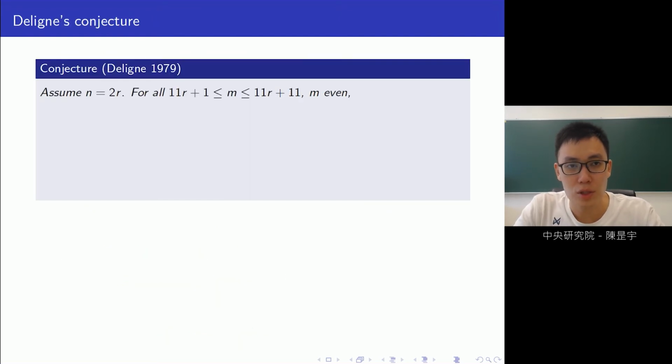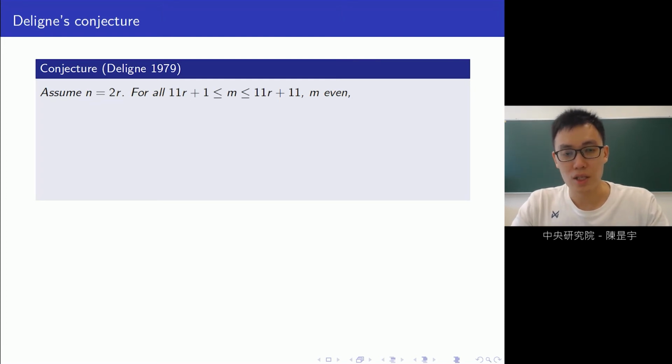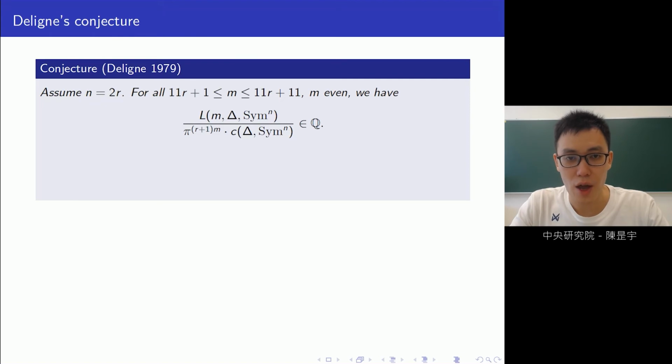For this symmetric power L function, Deligne proposed the following conjecture in 1979. Assume n is even, say 2r, for simplicity. Then for all even integers m lying between 11r plus 1 and 11r plus 11, Deligne conjectures that the value L(m, delta, Sym n), divided by pi to the r plus 1 times m, times some number c(delta, Sym n), is a rational number.